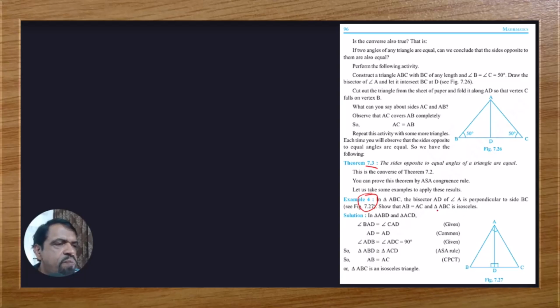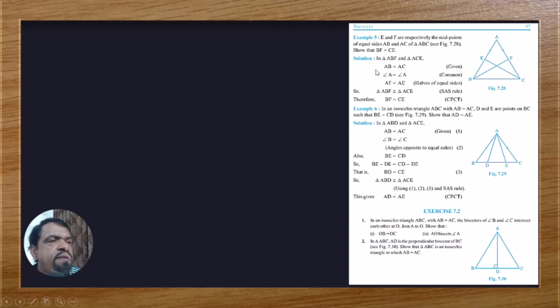We have to prove that ABC is an isosceles triangle. Isosceles triangle means we have to prove that the sides are equal by CPCT. Our triangles are ADB and ADC. See, very simple. These angles are equal, this side is common, these angles are equal. By SAS, the triangles are congruent. So by CPCT, AB equal to AC.